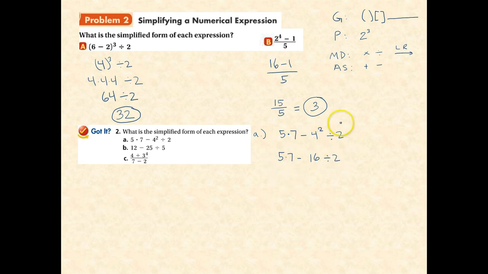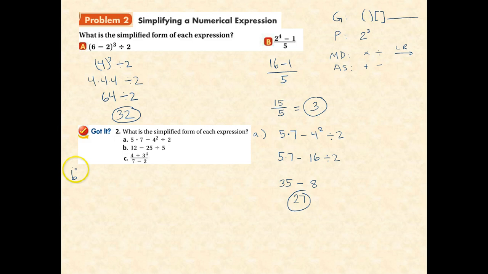Alright, what do I do next? Multiplication and division from left to right. So 5 times 7 is 35, minus 16 divided by 2 is 8. And then I need to do 35 minus 8, which is 27.